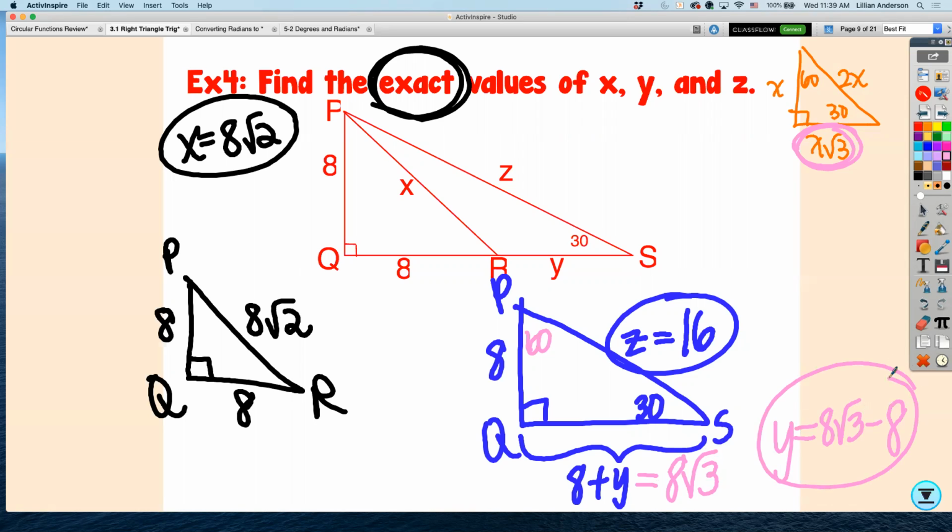So exact means no decimal approximations, okay? Simplified radicals, simplified fractions, and that is the most exact length possible for QS. It doesn't need to be decimal and all that. Correct. Anytime it says exact, it's no decimal approximation.